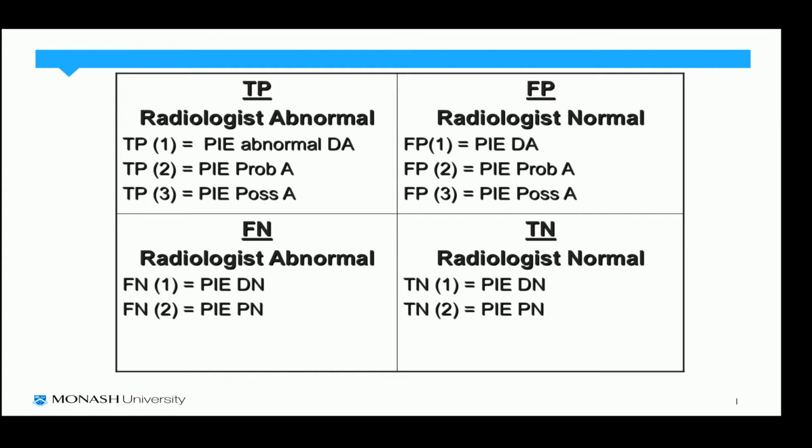If we look at the false positive, if the radiologist's report says it's normal and you state that it's definitely abnormal or probably or possibly abnormal, that is a false positive. And if we look at the false negative, if the radiologist says it's abnormal, however, you had a PIE comment that it's definitely normal or possibly normal, that will be a false negative.